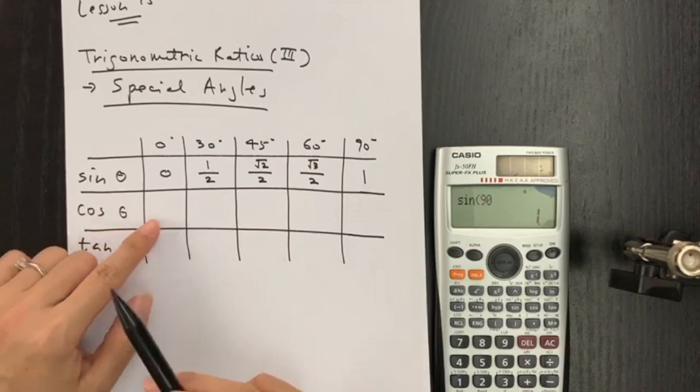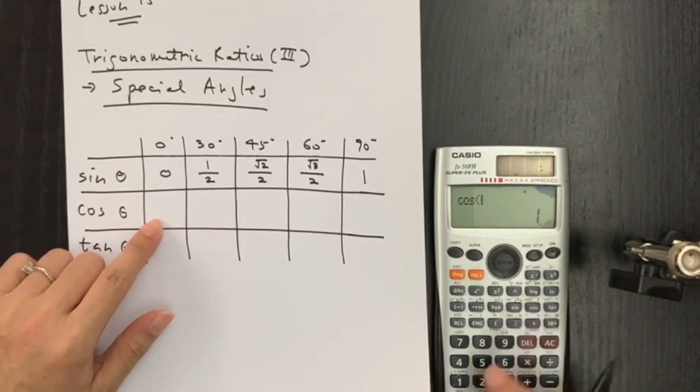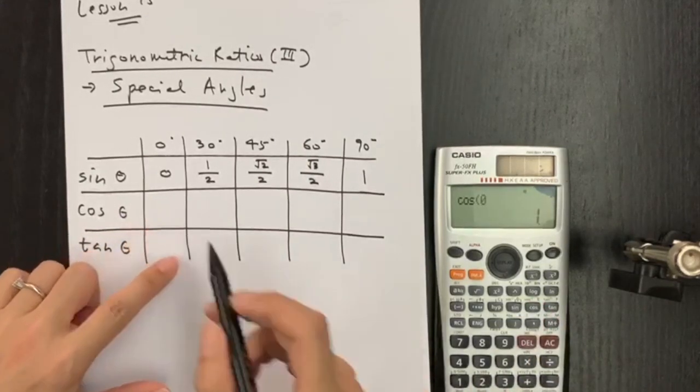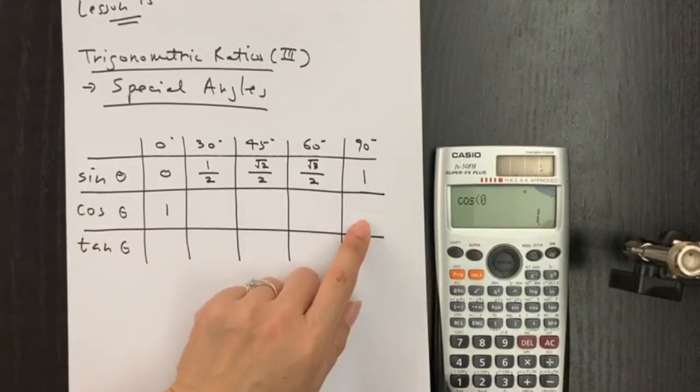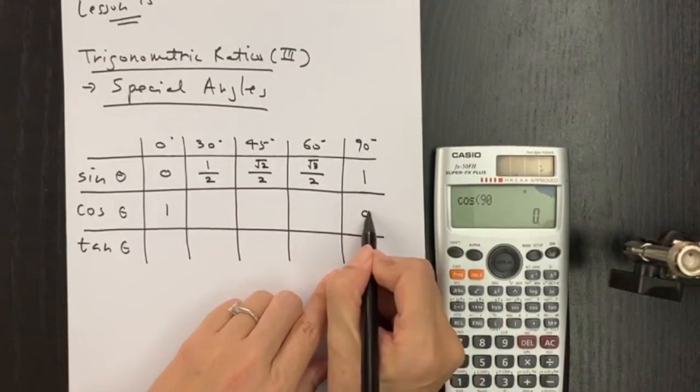Okay, next we come to cosine. And then what is cosine 0? I use calculator, so cosine 0 is 1. Alright, so what about cosine 90? I use calculator, cosine 90 is equal to 0.